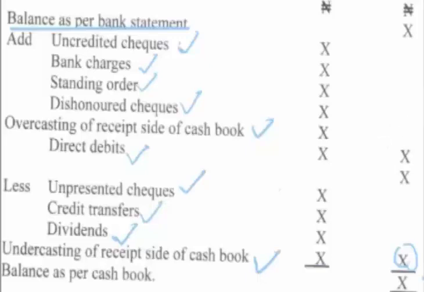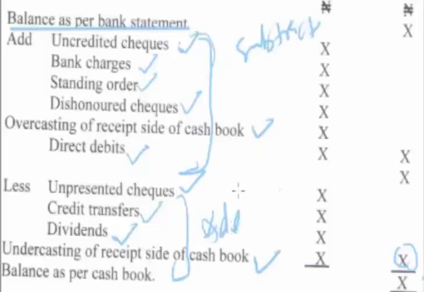All I need to do is to move all the items I have here to subtract them, and all the items I have here to add them to get my balance as per bank statement using balance as per cash book. Knowing one automatically passes you to solve the other.